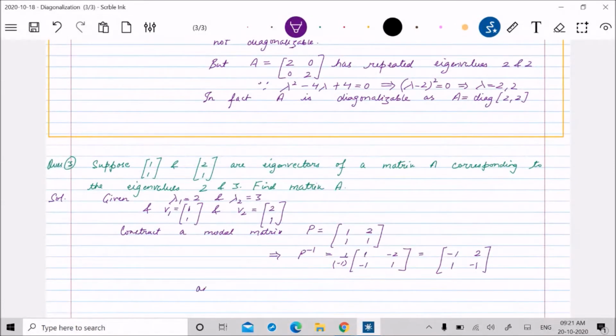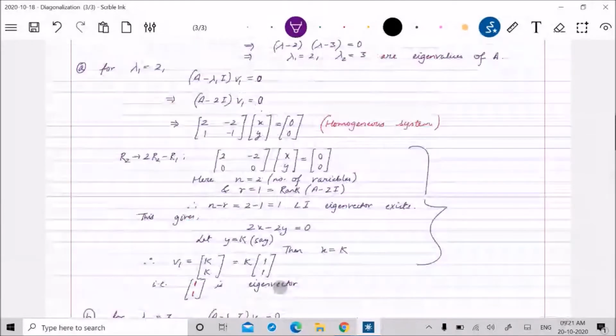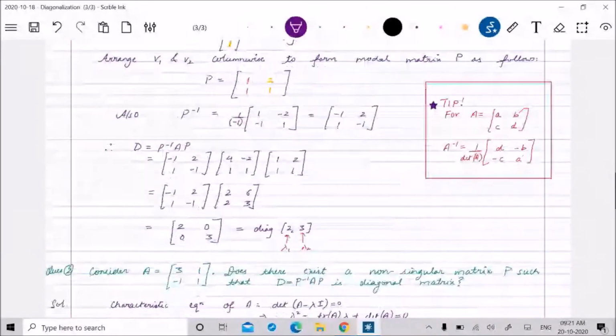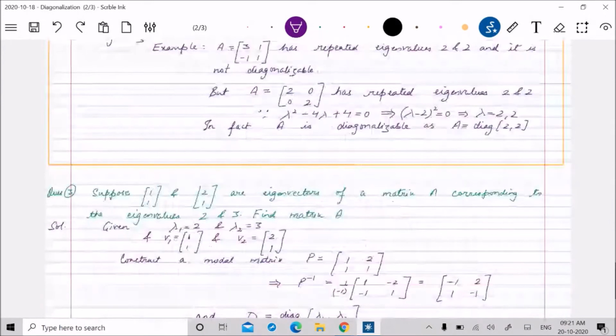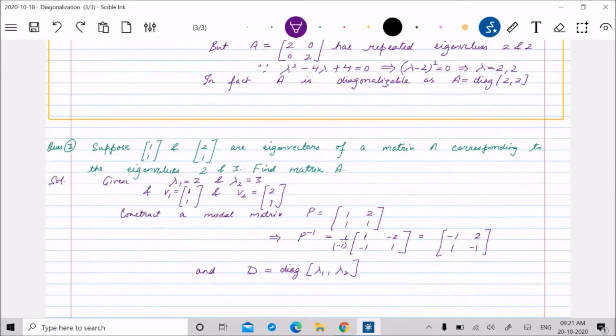And D is the diagonal matrix, and that is represented by DIAG, and then you write lambda 1 comma lambda 2. If you remember, I mentioned it in this question. See this DIAG lambda 1 comma lambda 2. This is your D, right? So that gives you DIAG 2 comma 3, or you can write it as the matrix (2, 0; 0, 3).